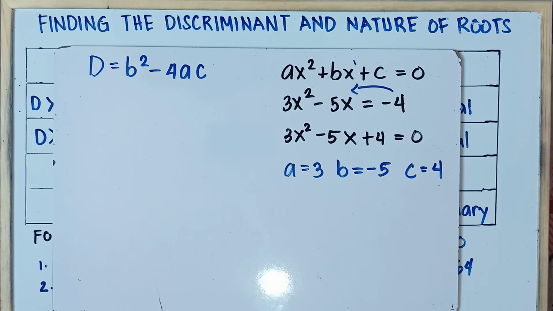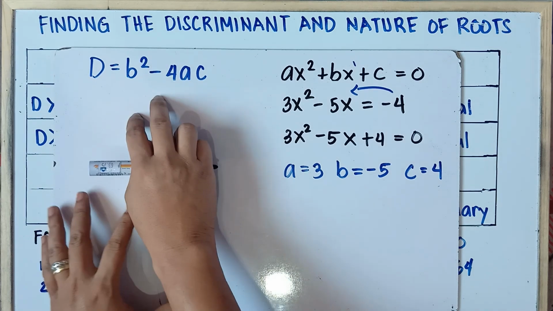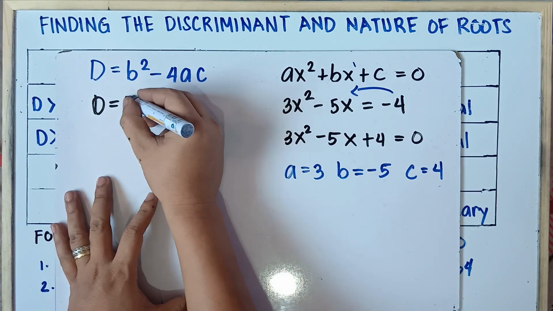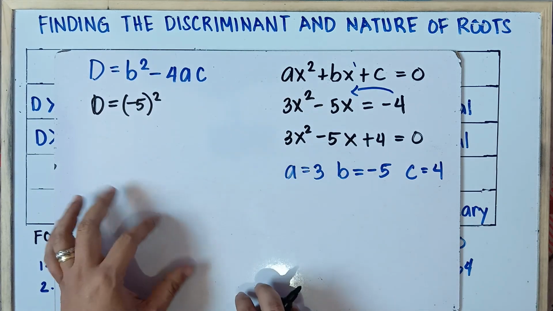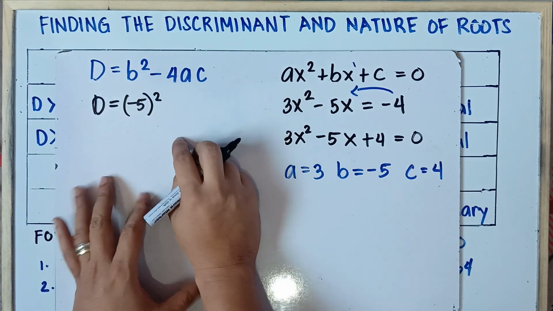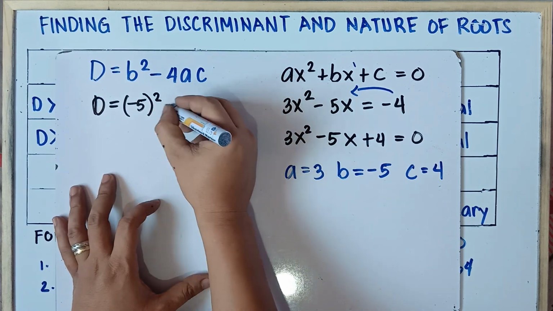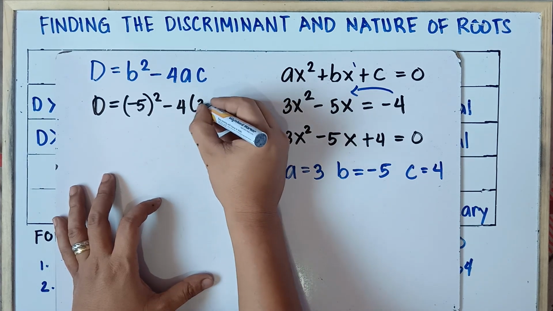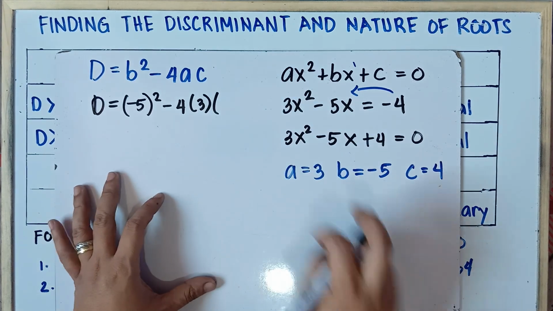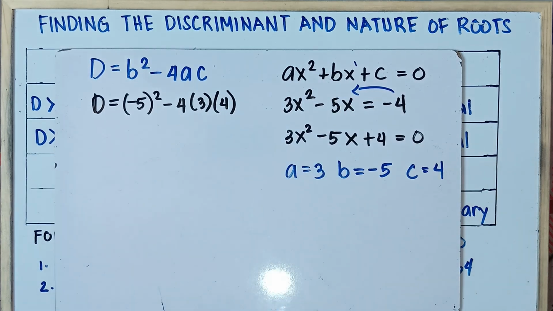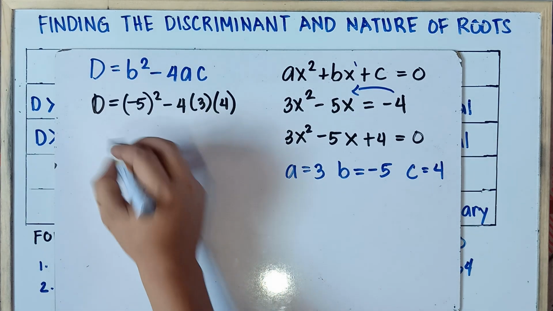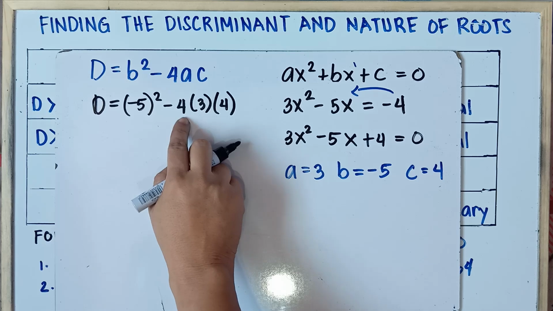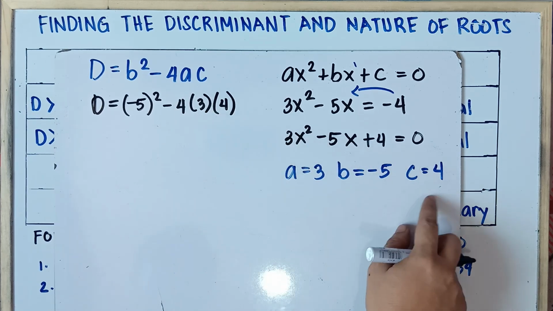Alright, so once you get the value of A, B, and C, simply plug in these values in this formula. So D equals, our B is negative 5. So negative 5, then do not forget squared. Quantity squared, so negative 5, quantity, then squared. Open and close parenthesis, then squared, minus 4. Our A is 3, 4 times, negative 4 times 3. And our C is positive 4. Alright, so once again, class, D equals, our B is negative 5. So negative 5 quantity squared minus 4. Our A is 3 and our C is positive 4.